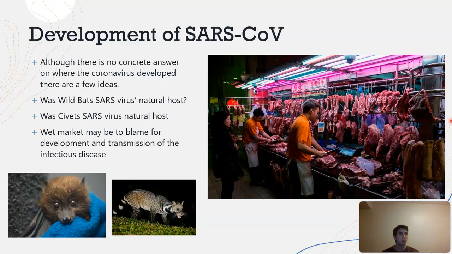It was thought to be first transmitted via the wet markets of Guangdong province, which is a province right outside of Hong Kong in China. And it was thought that maybe someone had eaten one of these animals that had the coronavirus in it.